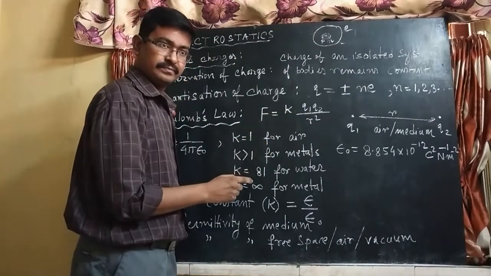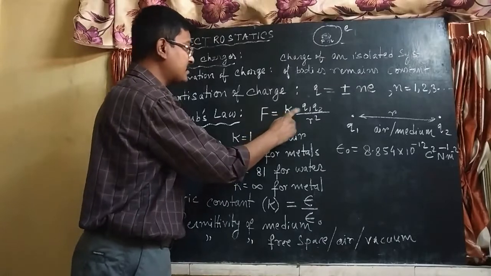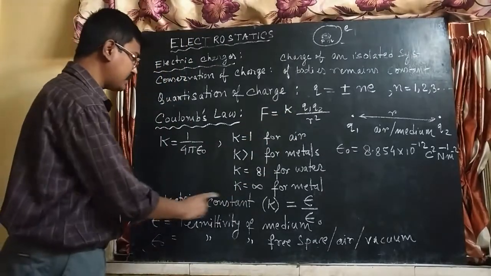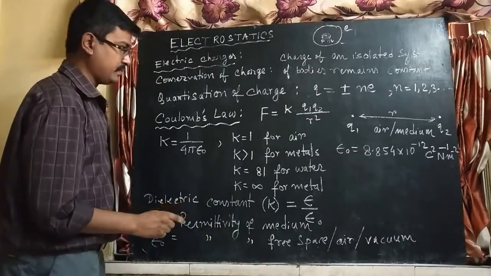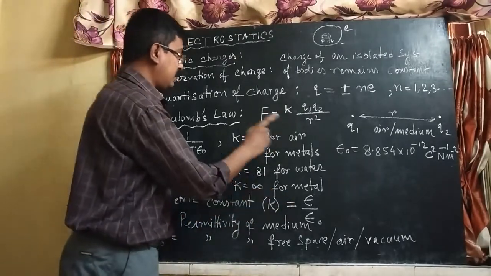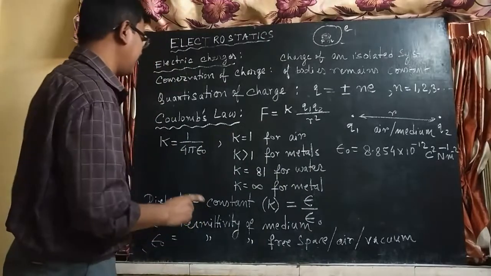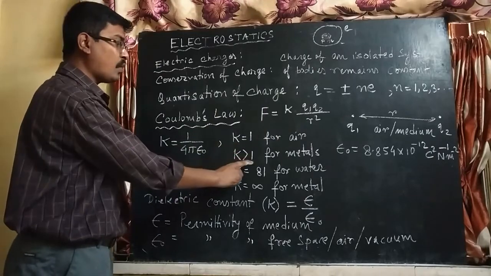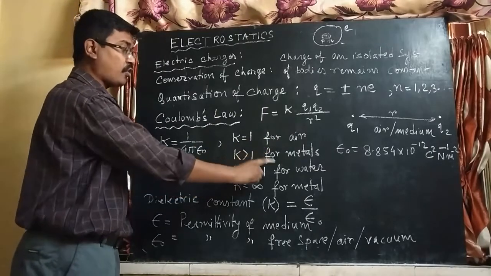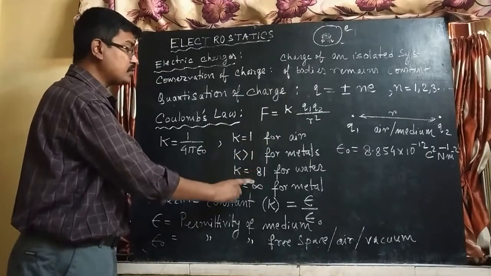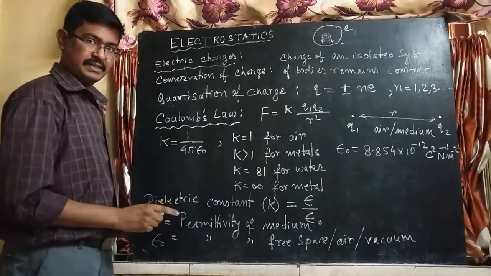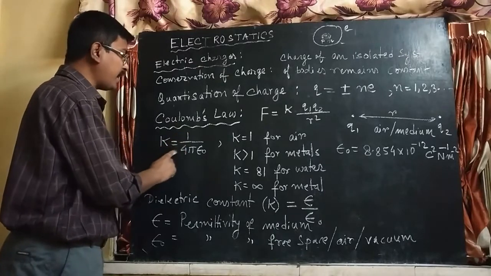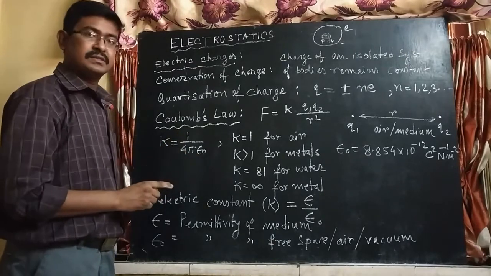What is K? K is called the dielectric constant. Now the value of K is equal to 1 for air, K greater than 1 for other media, K equals 81 for water, and K is equal to infinity for metal. And its formula is K equals 1 by 4 pi epsilon 0.